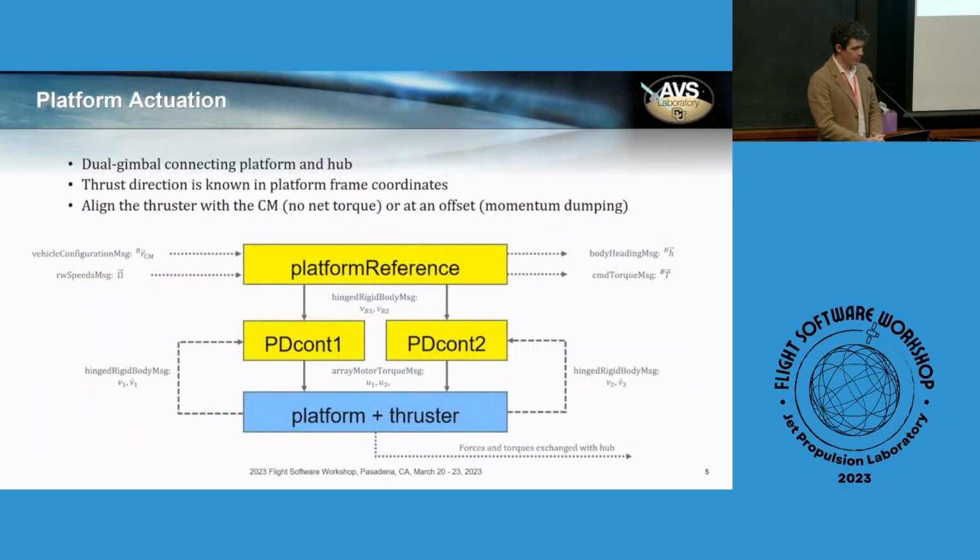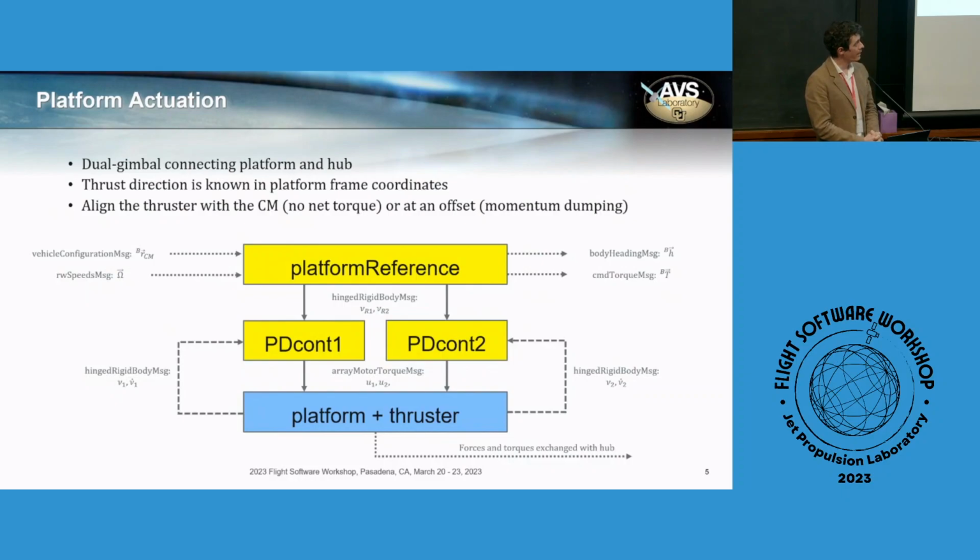And I'll start from the first one. So as I was saying, we are talking about a dual gimbaled platform connected to the hub. This gives us the direction of the thrust vector with respect to the hub. So the thrust direction and body frame components. It tells us where the thrust direction is with respect to our spacecraft. So the job that this part of software has is to maneuver the platform such that the thruster is doing exactly what we want it to do.